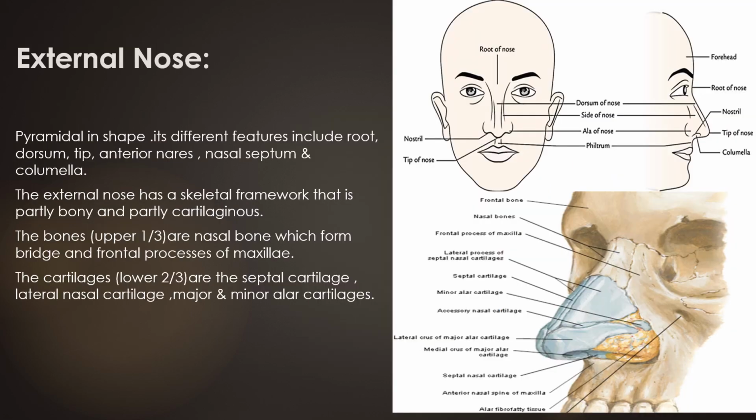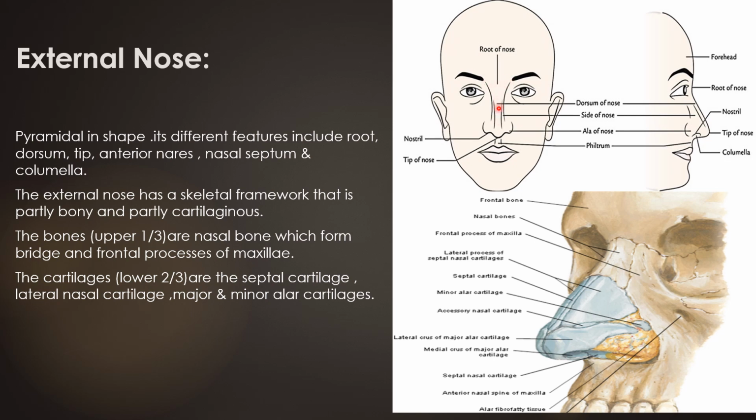So let's move forward with the parts of the external nose. As I told you, the nose is overall divided into the external nose and the nasal cavity. The external nose is the most prominent part, and it is pyramidal in shape, as you can see over here. Its different features include the root of the nose. This one is the root of the nose, and this is the upper narrow end of the nose just below the forehead.